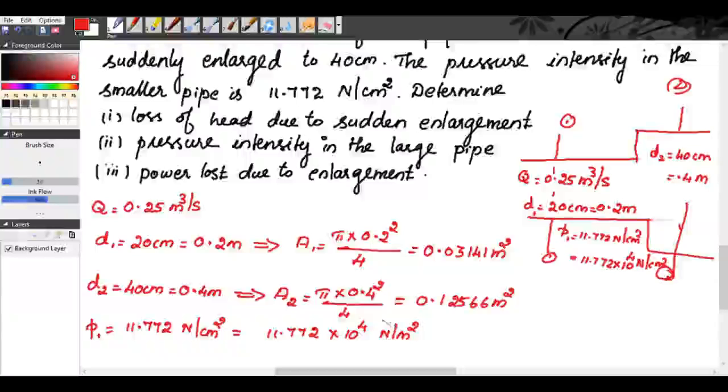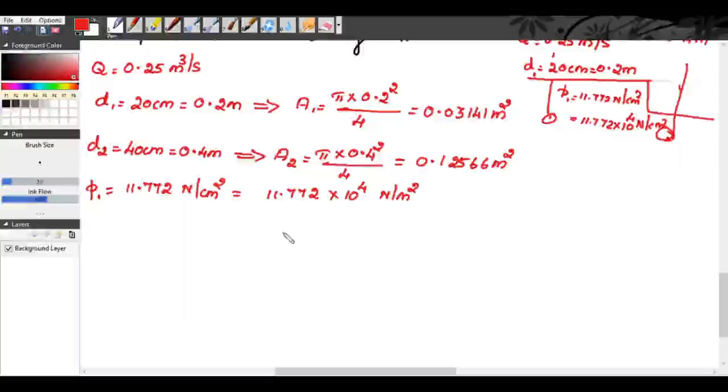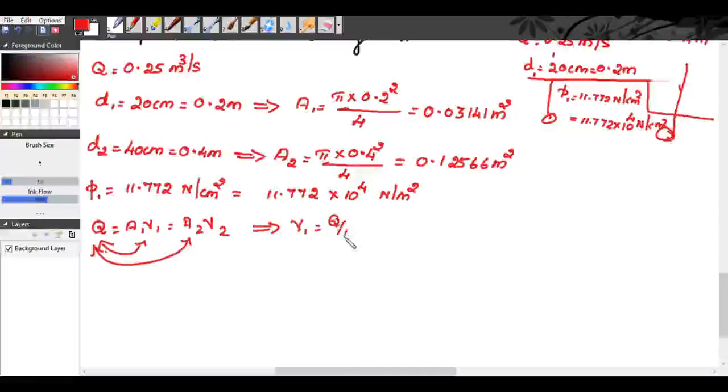Now, from these two, we know the discharge and area. If we know the discharge and area, by applying the continuity equation we can find the velocity. Our continuity equation is Q is equal to A1 V1 is equal to A2 V2. So we can equate Q and A1 V1, and Q and A2 V2. From this what we get is V1 is equal to Q by A1 and V2 is equal to Q by A2.